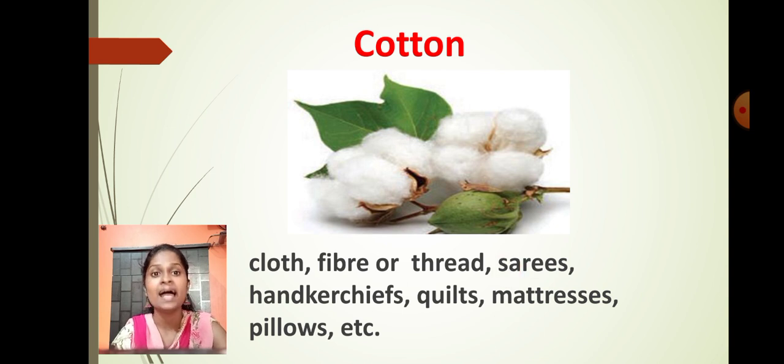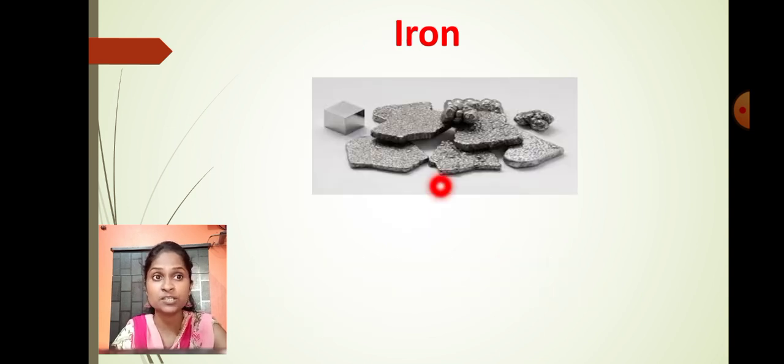Is that clear? And most importantly, what is this? Here you can see that it is iron. So this is the raw form of the iron. So now can you tell me, iron is used to make what kind of objects? So what type of objects can we make by using the iron?